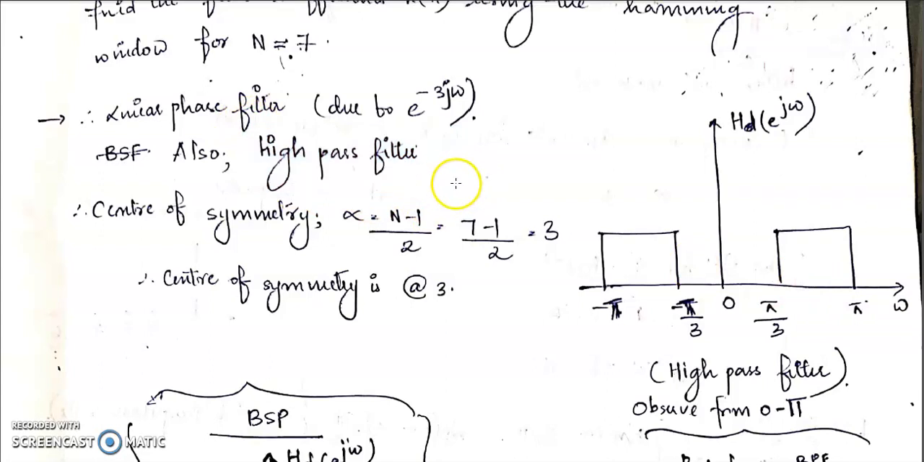Next, the center of symmetry. It is a linear phase filter, so the center of symmetry alpha is equal to (N minus 1) by 2. N is 7, so the center of symmetry is 3. With respect to 3, we get the symmetric response. So here we checked the high pass filter.